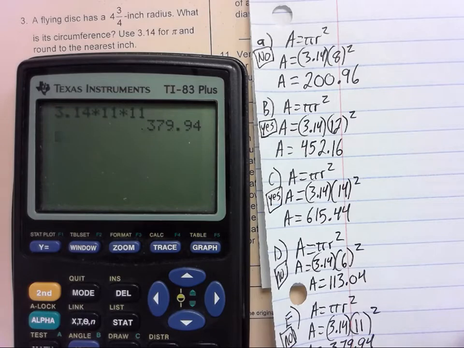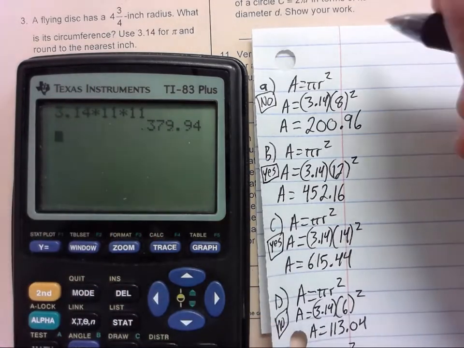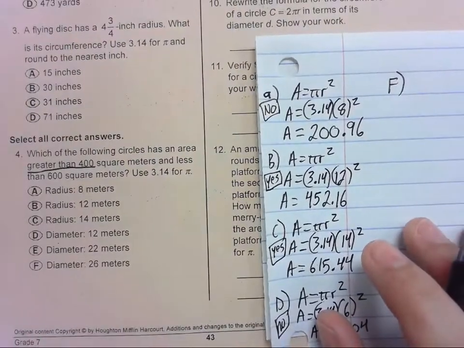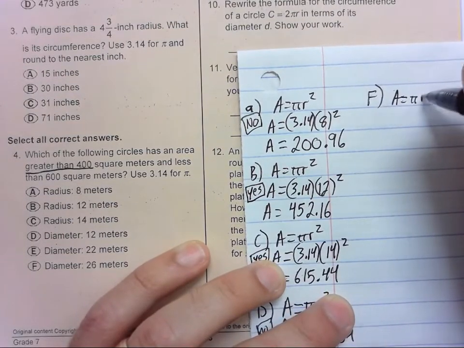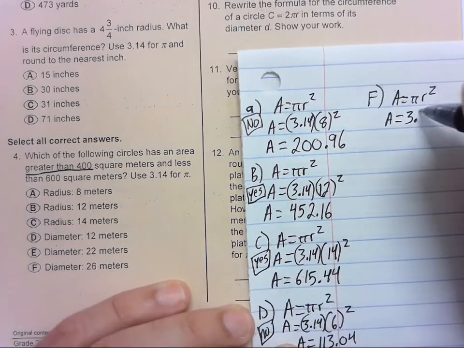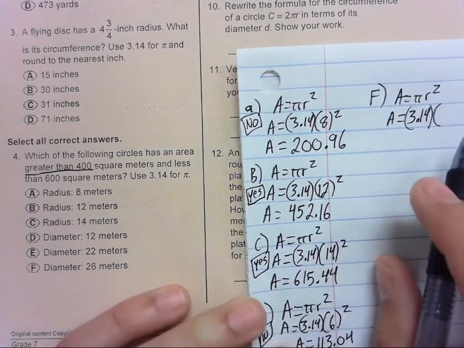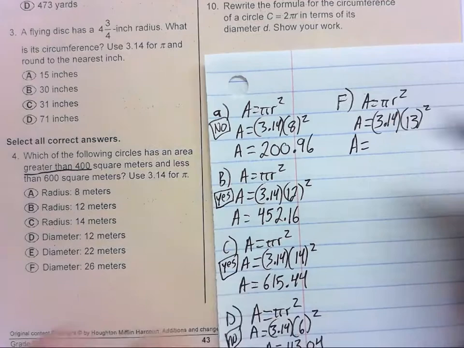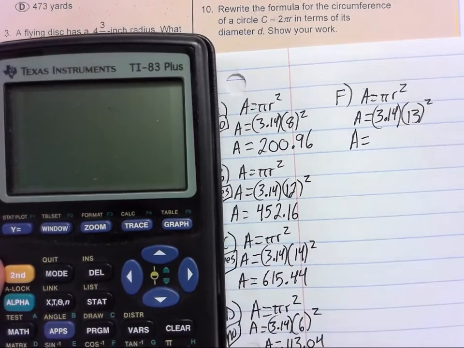Moving on to F. We'll put F over here. And the diameter is 26. So we need area equals pi times radius squared. Formula, now we substitute 3.14. The diameter is 26, so the radius is 13, and we're going to square that. And we should already know that that works, because we know that 12 worked. But let's just make sure.